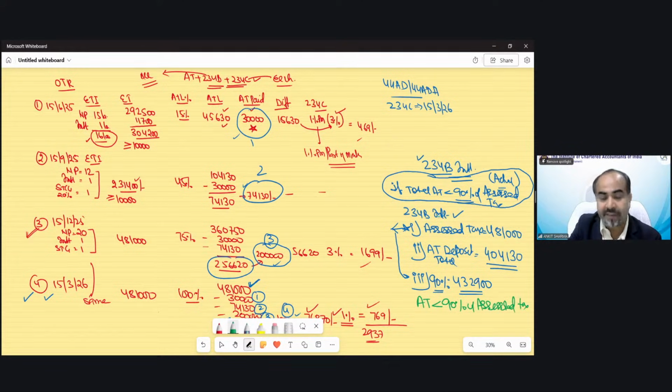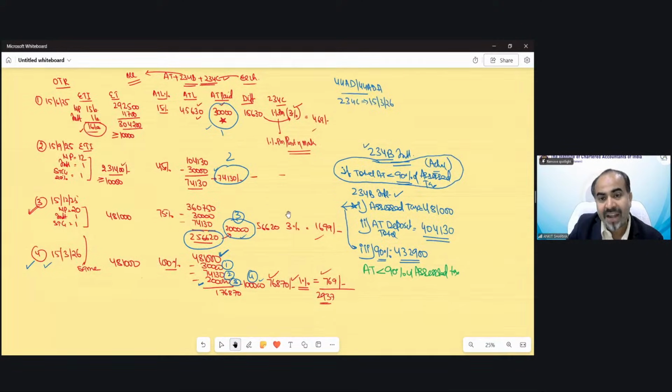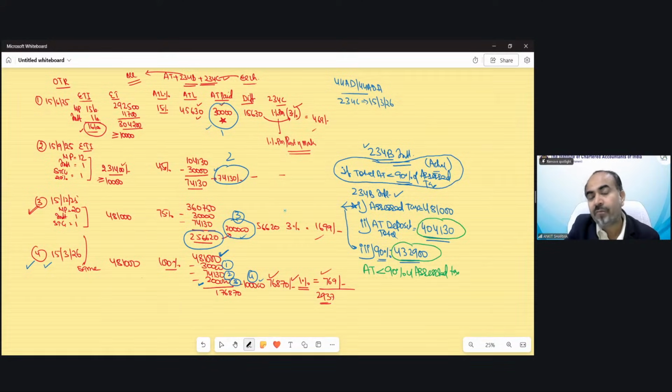So first of all, I have to check whether 234B interest would be applicable in this case or not. The answer is yes, because my advance tax is less than 90% of assessed tax. Because 90% of assessed tax should have been 4,32,900, and the advance tax deposit is only 4,04,130. Please remember, you have to check this initially. Then you will realize that advance tax is less than 90%, so 234B is applicable. Suppose my advance tax is 4,35,000, then there would not be any 234B applicable. But in this case, 234B applies.